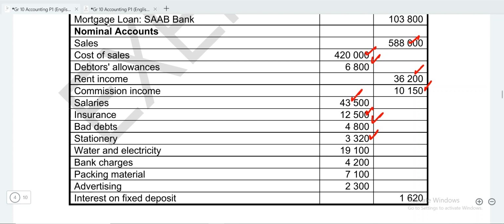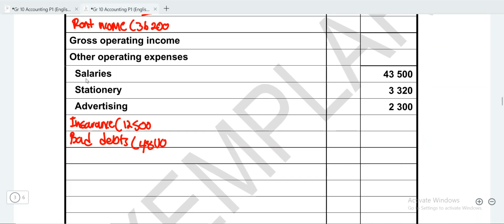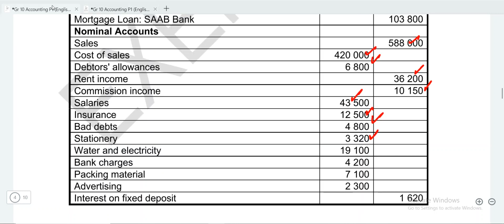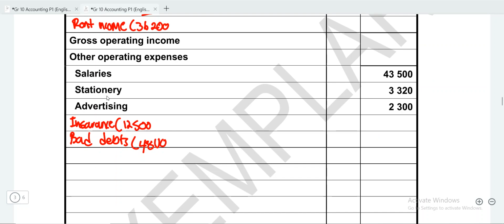So you need to make sure, guys, that you know what to put and where it is. So that stationery has already been entered, so no need for us to enter it, we just check it. And then we have water and electricity for 19,100. If you check here, water and electricity has not been entered for us, so we'll enter it. Water and electricity, which is 19,100.